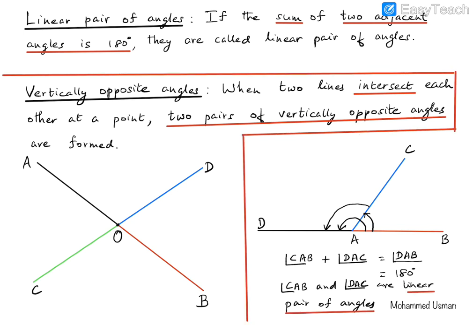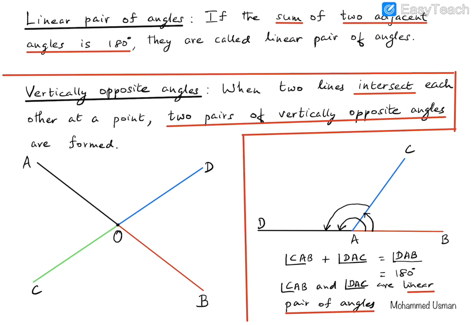Okay, so the diagram for the linear pair of angles is shown over here. So that's the linear pair of angles, which is two adjacent angles, CAB and DAC, whose sum is equal to 180 degrees. In other words, the two non-common arms of the angles form a straight line. Okay, that is when we call the adjacent angles a linear pair of angles.